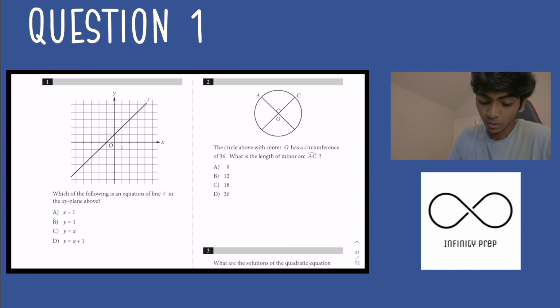And we're stuck with C and D, and we'll see which one is right. Now, it can't be C because it crosses the origin, which this line does not. So we're left with answer choice D, which makes sense.